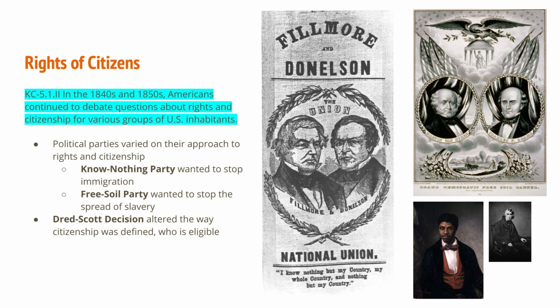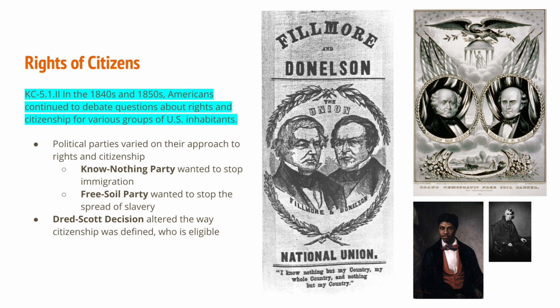All right, in the 1840s and 1850s, Americans continued to debate questions about rights and citizenship for various groups of U.S. inhabitants. So beginning with the debates over immigrants, political parties varied on their approach. The Know Nothing Party wanted to stop immigration altogether.